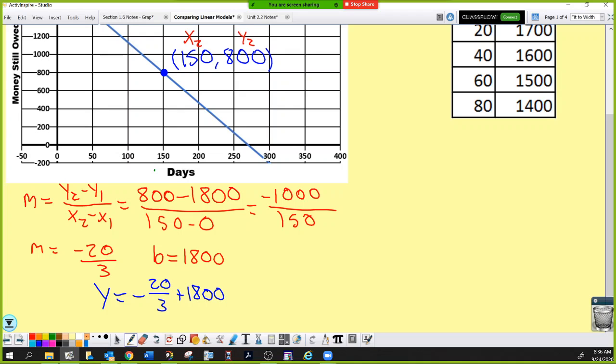All right. This is person 1, and this is their debt. Now we need a line equation for person 2's debt. And we're going to have to basically do the exact same process. We have to find slope. And unfortunately, we have to solve for y-intercept. Unfortunately.